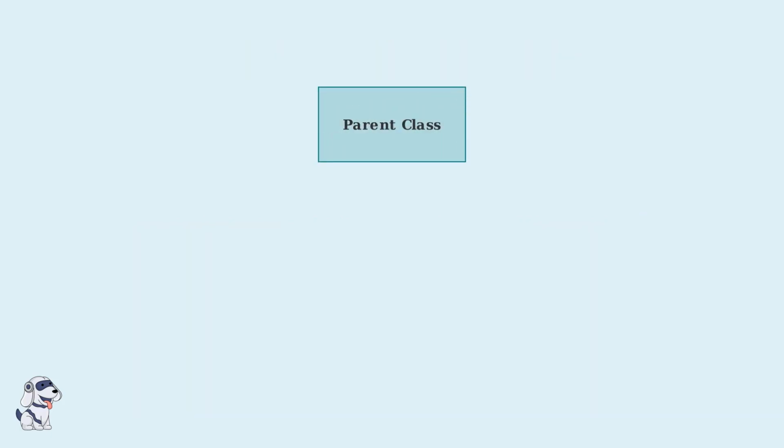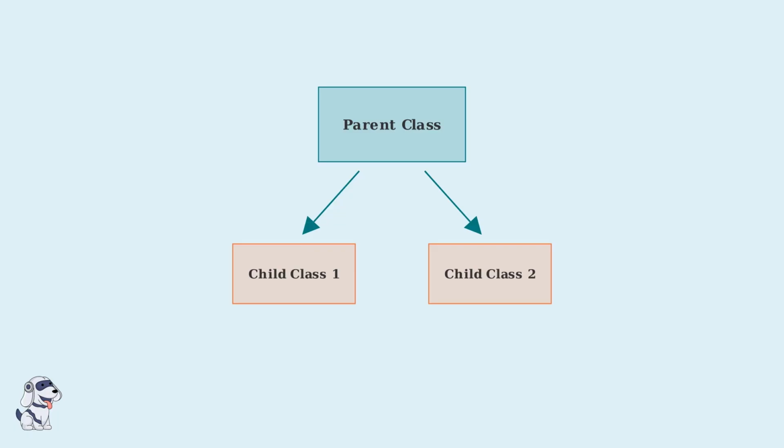programs. Inheritance is one of the fundamental pillars of object-oriented programming. It allows us to create new classes based on existing ones, promoting code reuse and establishing clear hierarchical relationships. When a class inherits from another class, the inheriting class is called a subclass or child class, while the class being inherited from is called the superclass or parent class. In Dart, we use the extends keyword to create inheritance relationships. Let me show you a practical example with code.